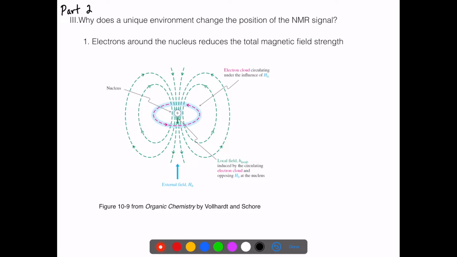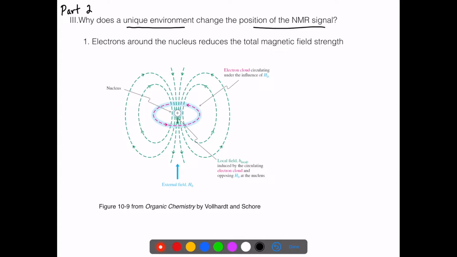In part two, we're going to look a little bit more deeply at NMR, some of the reasons why some of these phenomena occur, and then we're also going to give a couple of example spectra. So ultimately, why does the unique environment change the position of the NMR signal?